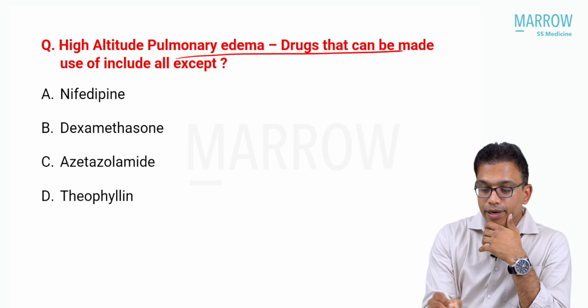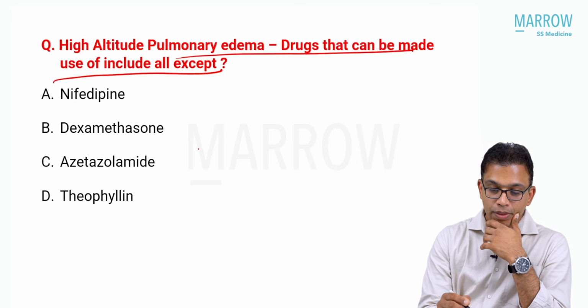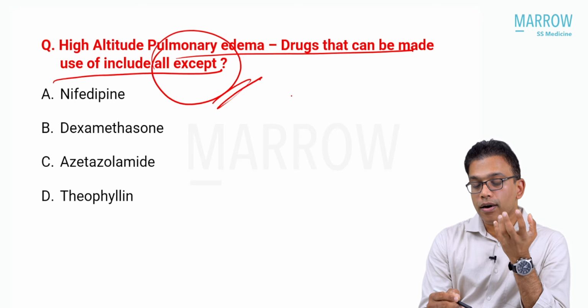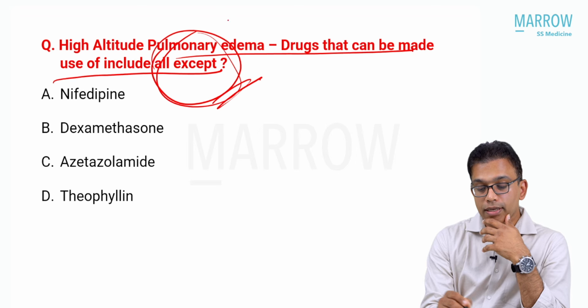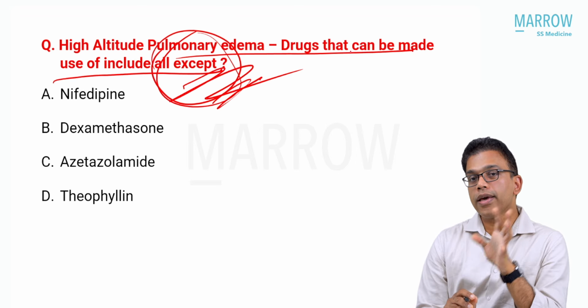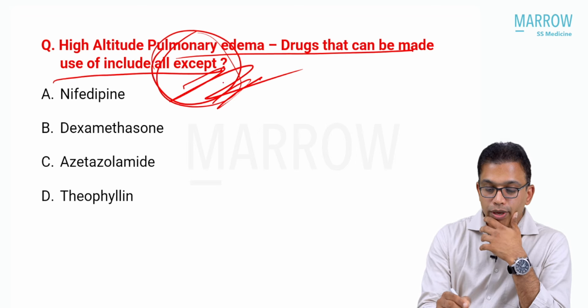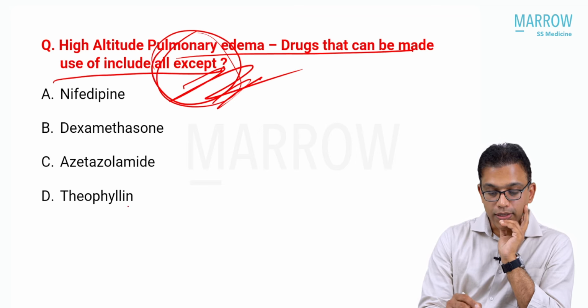High altitude pulmonary edema, the drugs that can be made use of include all except. So with this kind of question, none of these, all of the following are wrong, which of the following is the correct one, all except, you should be very careful with these adjectives. Don't get confused and don't jump to the answer. So here you should identify all the drugs that can be used and which one cannot be used. That is the right approach. The right answer is theophylline.